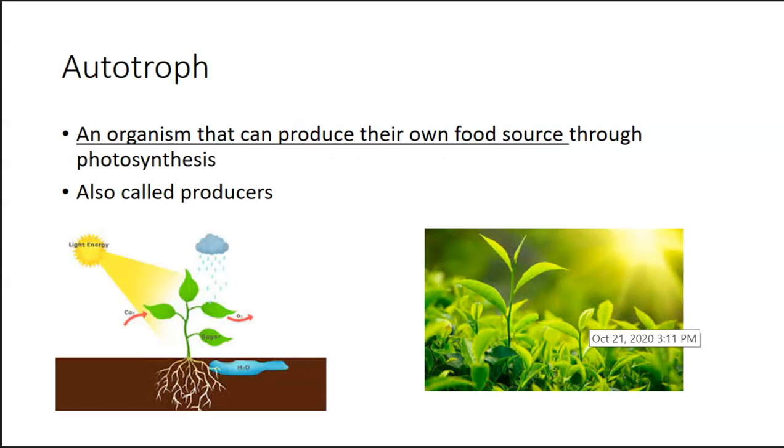Today's lesson is on food chains. We're going to run through some vocab and talk about some characteristics of food chains. The first vocab word that you need to know is autotroph.